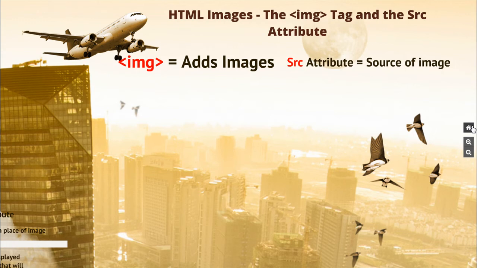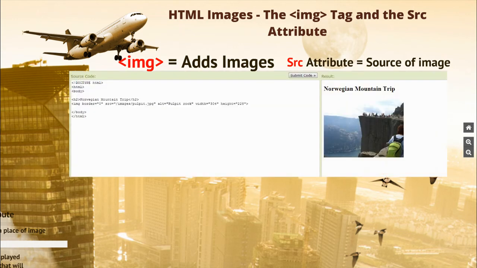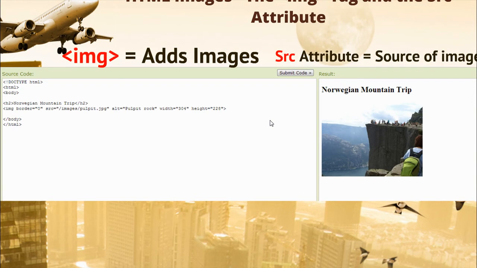To display an image on a page, you need to use the src, which stands for source attribute. The value of the source attribute is the URL of the image you want to display. So let's take a look at the example over here. In order for me to display this image, I have to use the img tag and the src attribute, and the value of the src attribute is the URL or the destination of the link for the image.